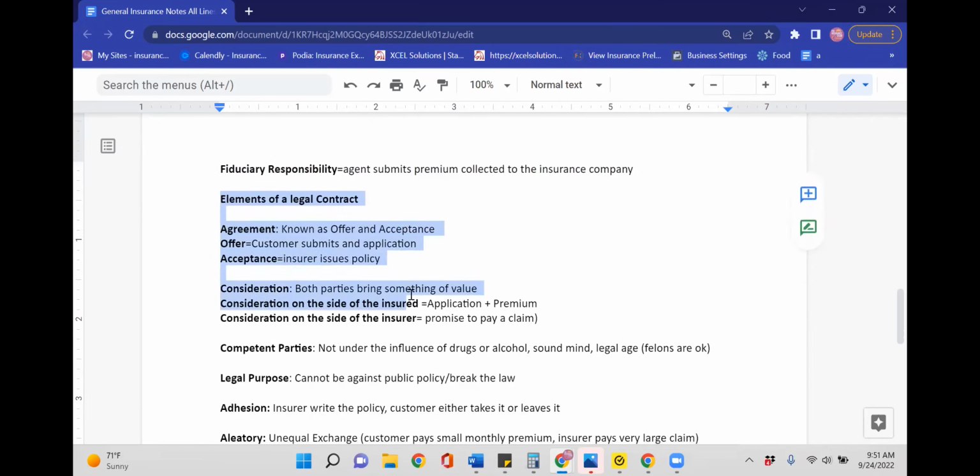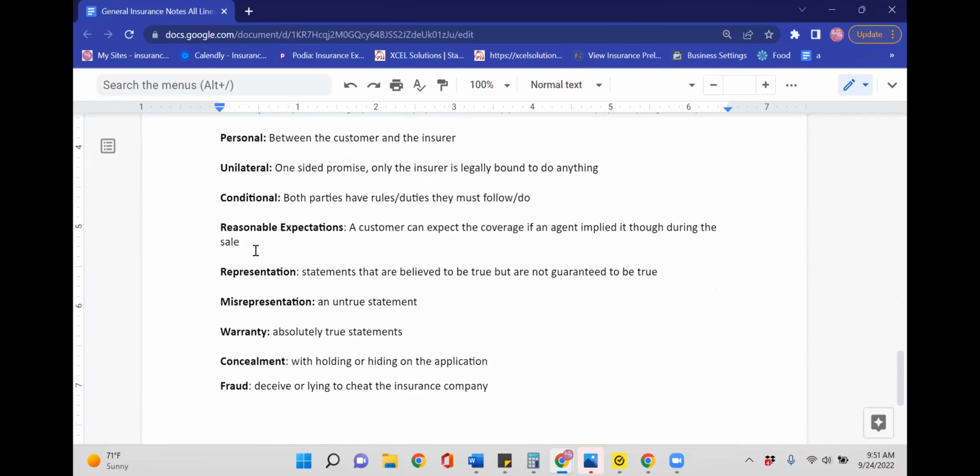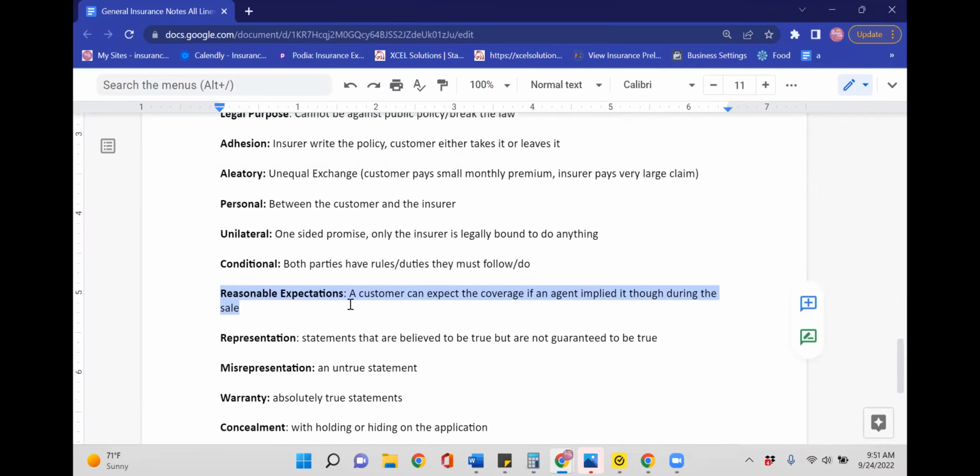All right. We talked about elements of a legal contract. We talk about all of this. Reasonable expectations. We missed that word. This one is just saying that if an agent, if you're talking to the customer, and this kind of goes to perceived authority, apparent authority. If you're talking to the customer, you say, you can expect this to be covered and you can expect that to be covered, they're going to believe you. And a customer can reasonably expect that that would be covered. So reasonable expectations, when they ask that question, they say, if the agent implied during the sales conversation that this would be covered, the customer can reasonably expect coverage.